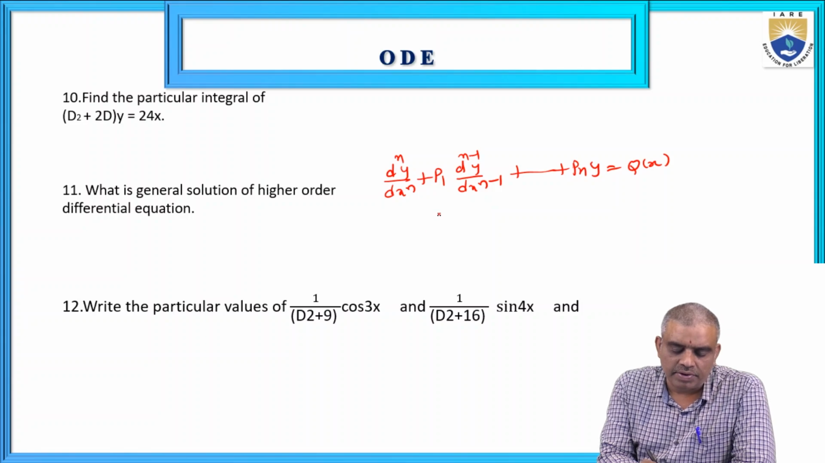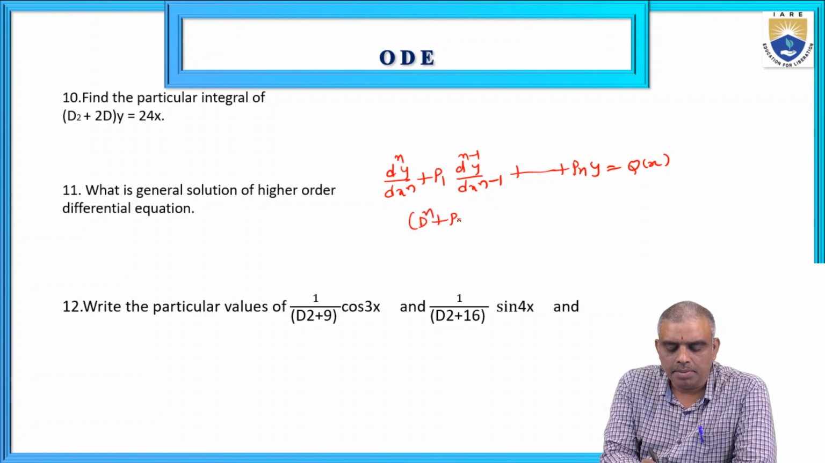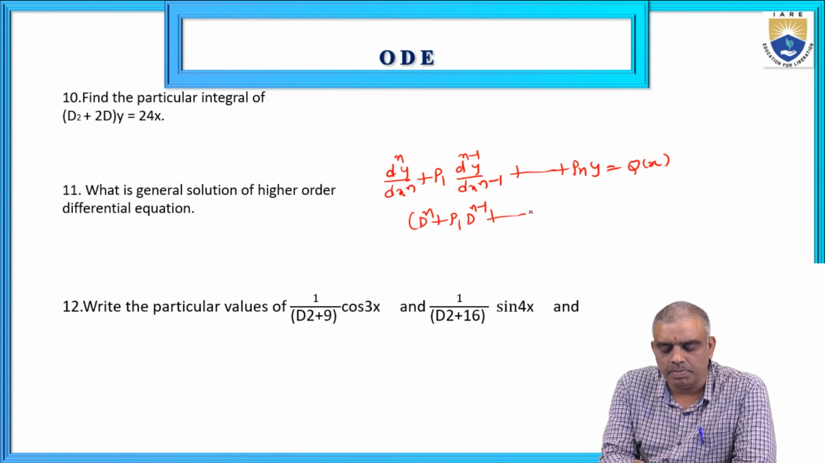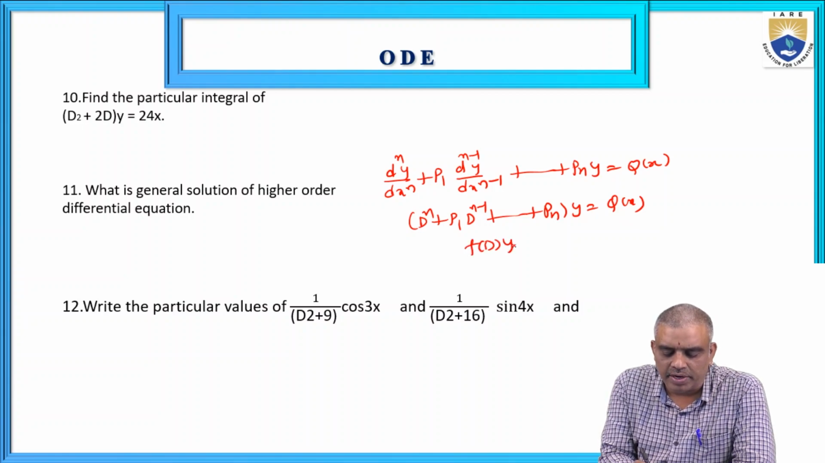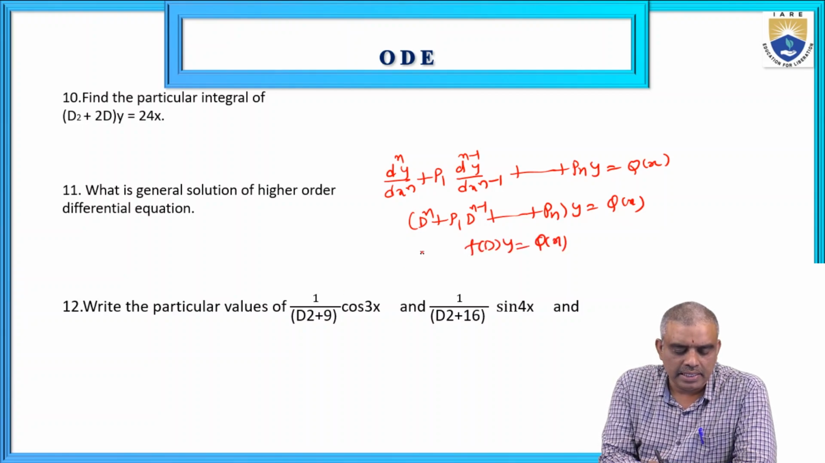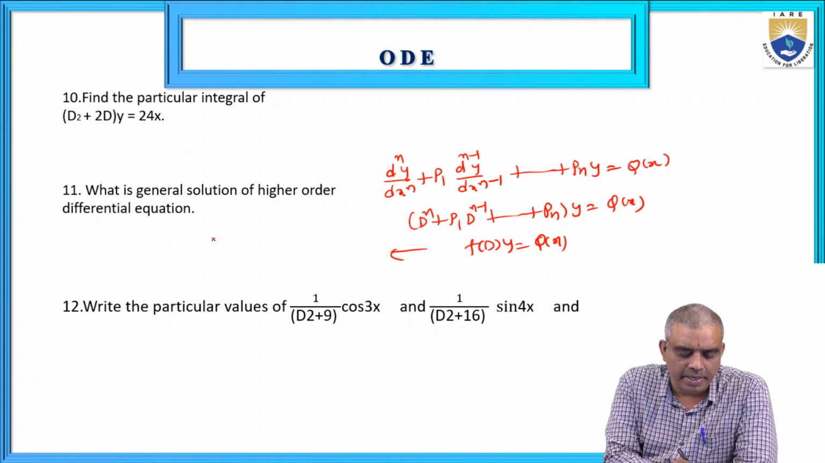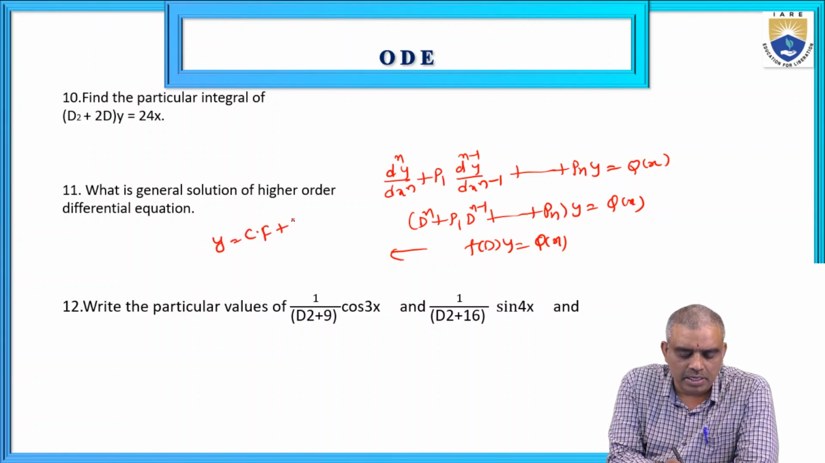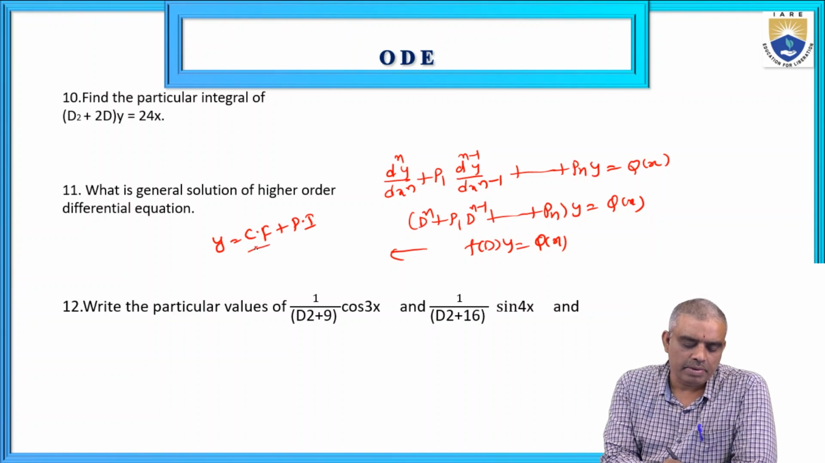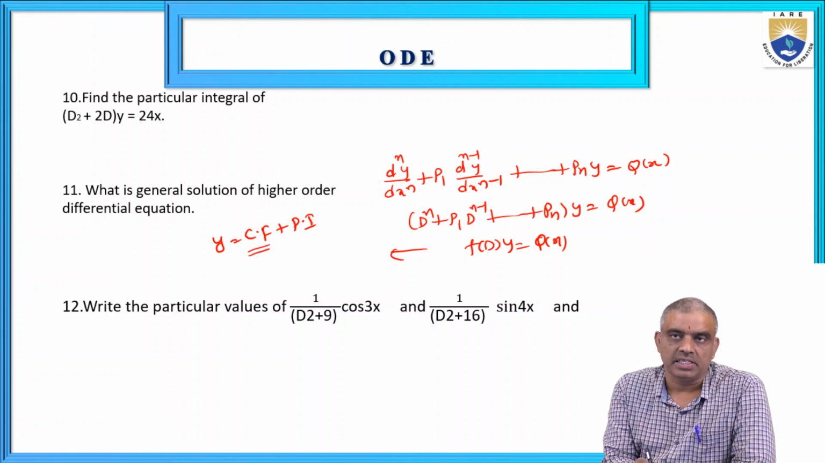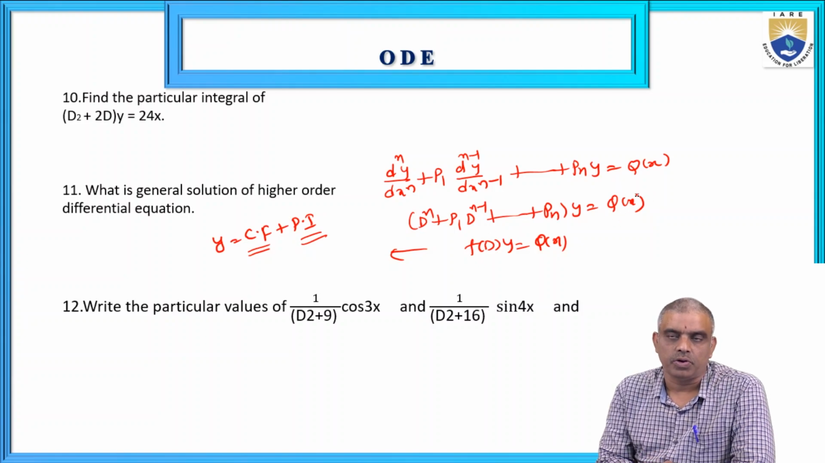To solve this equation, first we write it in operator form: D power n plus p1 D power n minus 1 plus so on plus pn of y is equal to q of x. This is in the form f of D into y is equal to q of x. The general solution of this equation will be the complementary function plus particular integral. The complementary function is calculated based on the roots of this equation, and the particular integral will be 1 by function of D of q of x.